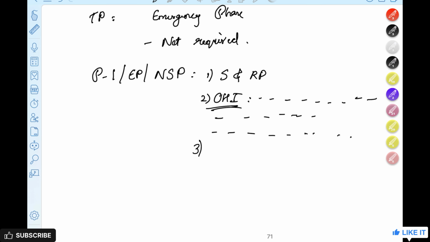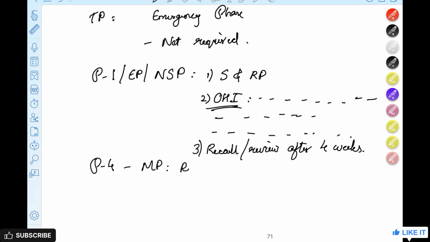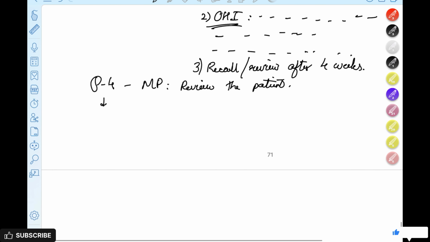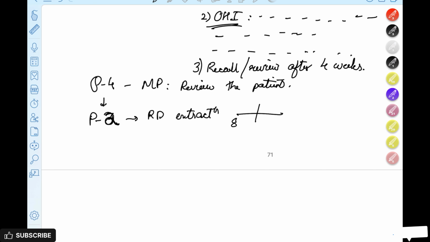Then the patient is recalled or reviewed after 4 weeks. Then you have to write phase 4, that is the maintenance phase. Review the patient. Next, for the occlusal caries, occlusal caries comes in the restoration part, so it will come in phase 3. So first do phase 2 because he also has the root stump. Root stump extraction with respect to 8 advised.